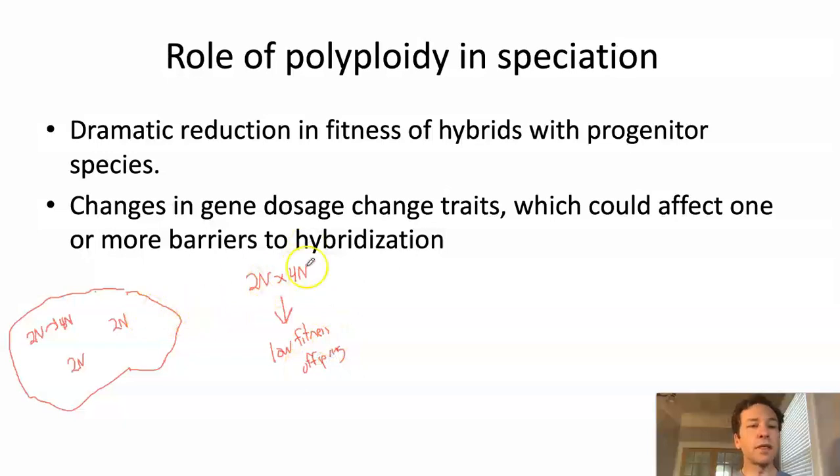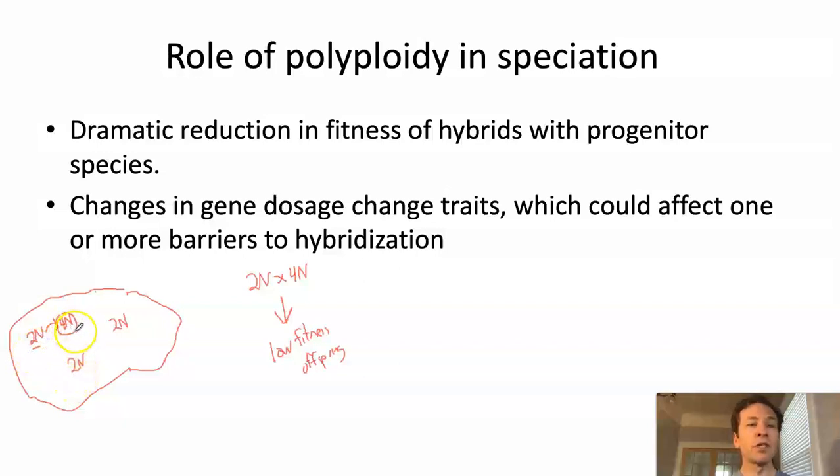So what this means is that when plants produce polyploid individuals, they almost immediately become largely genetically isolated from the progenitor species. So in this case, the 4N plant becomes almost immediately genetically isolated from the original diploid plants.